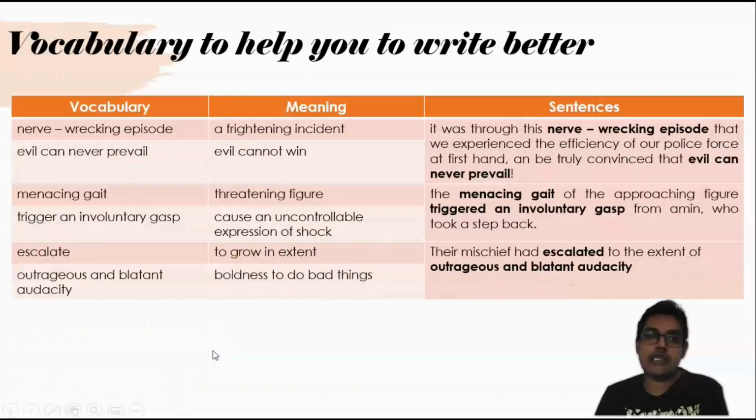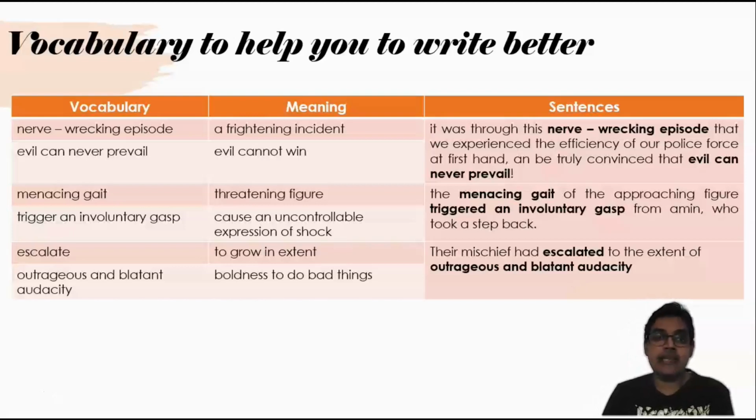Okay, so if you look at this list here, we have "nerve-wracking episode," which means a frightening incident. "Evil can never prevail" means evil can never win, or evil cannot win. So a sentence that has these two ideas would be: it was through this nerve-wracking episode that we experienced the efficiency of our police force at first hand, and be truly convinced that evil can never prevail.